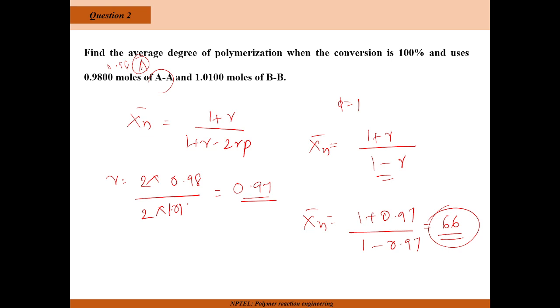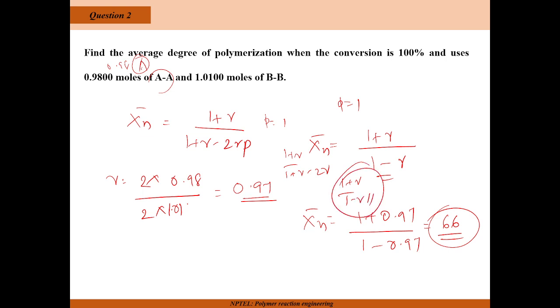Sorry, one small query. For the degree of polymerization, the earlier equation we have written is (1 plus r) divided by (1 plus r minus 2p). Here we have added r also in the denominator. Here we consider P to be equal to 1. So it is (1 plus r) by (1 plus r minus 2r). That is why it's (1 plus r) by (1 minus r).